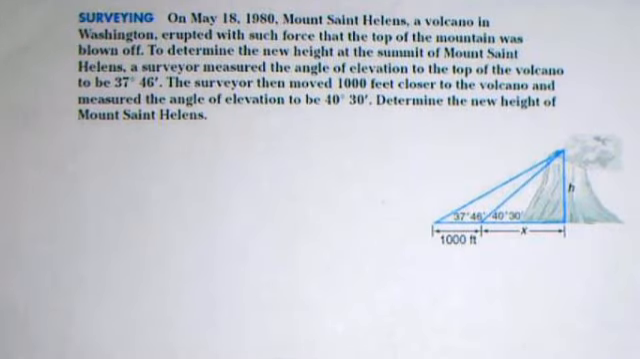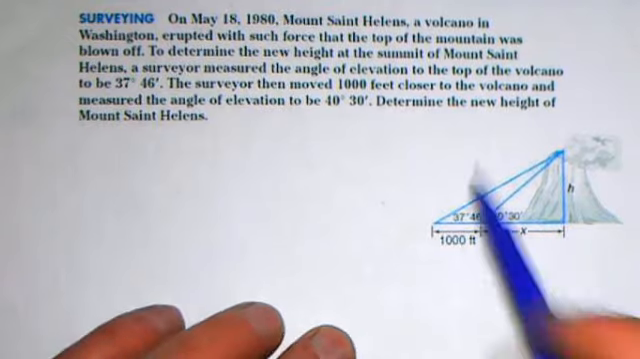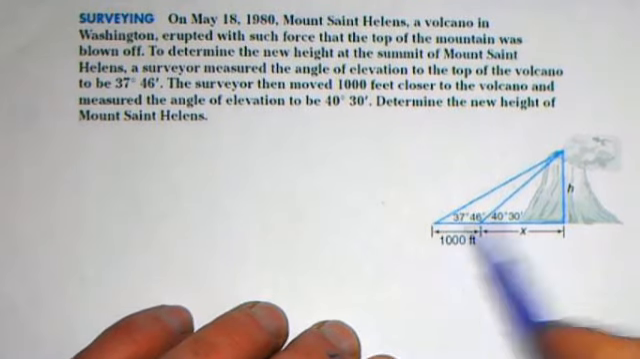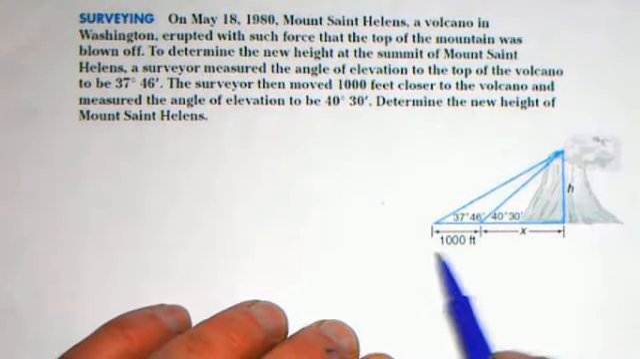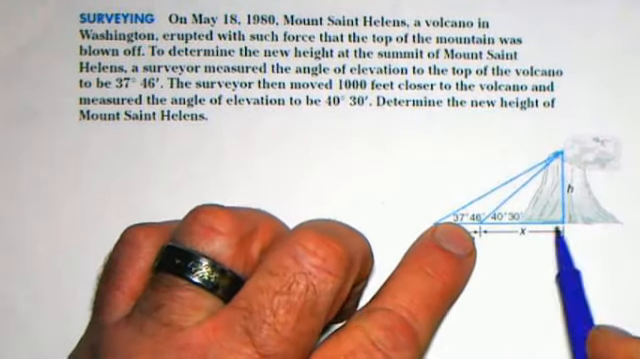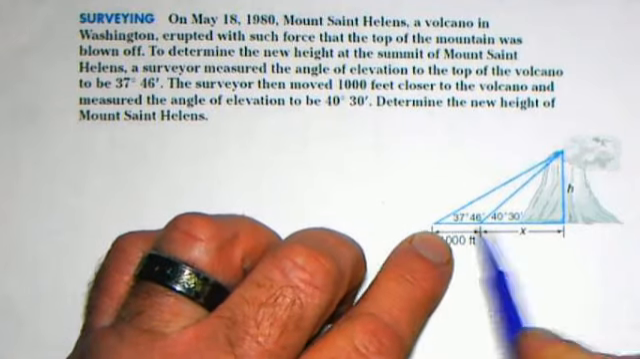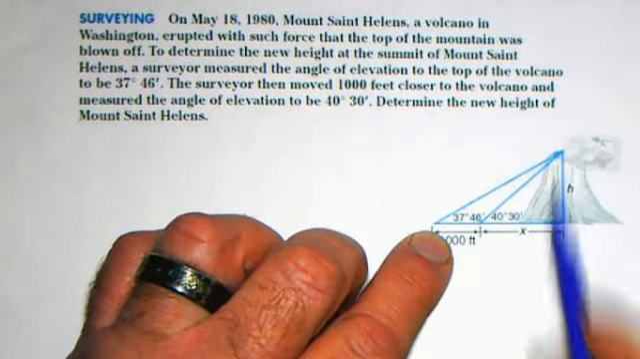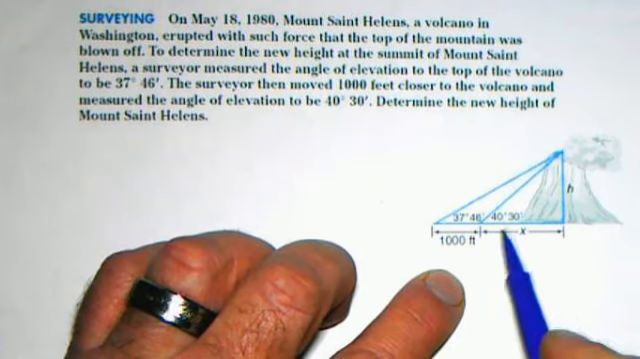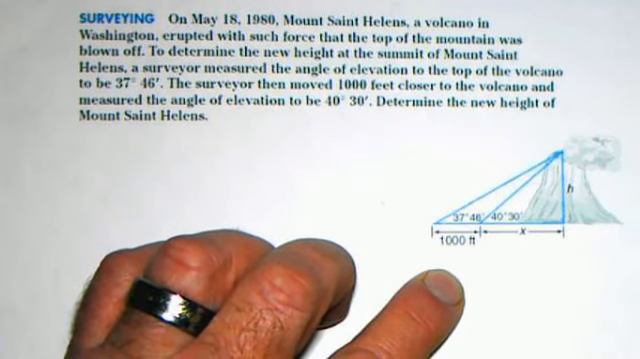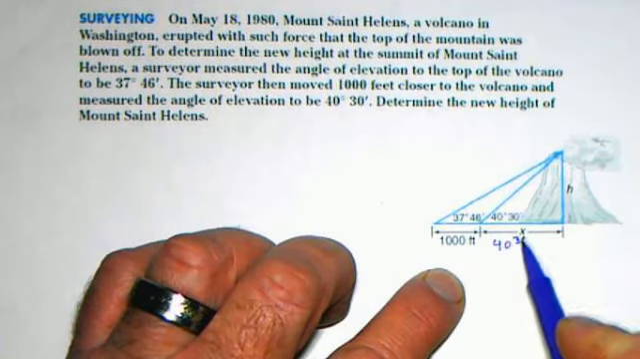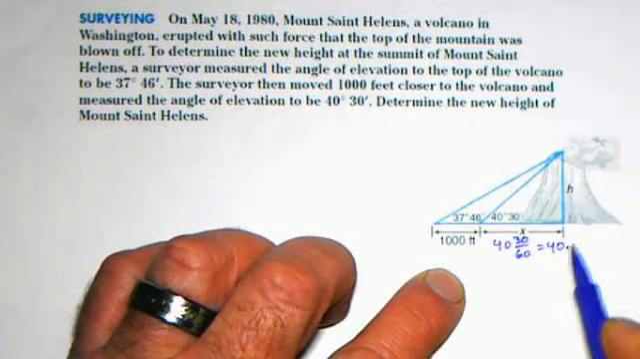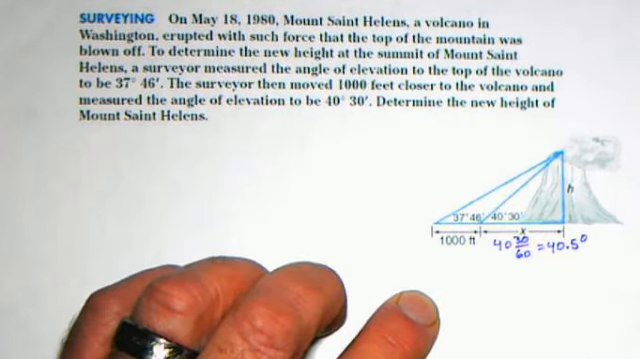So there were two angles of elevation taken. The first angle of elevation was X feet away from the mountain, and the angle of elevation was 40 degrees and 30 minutes. Now 40 degrees 30 minutes is 40 and 30/60ths, which is 40.5 degrees. We might as well do this other one too.